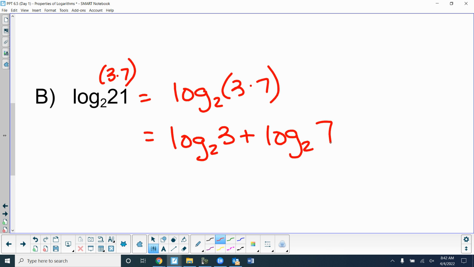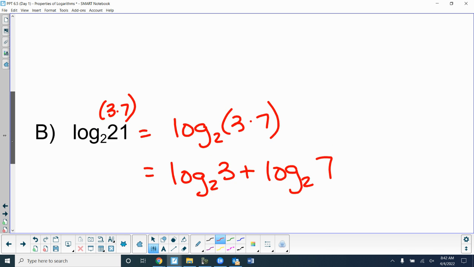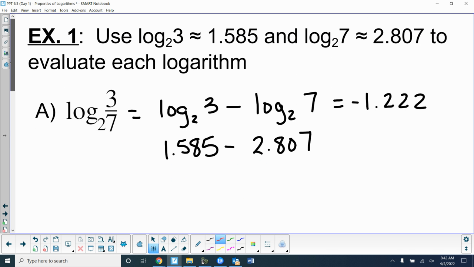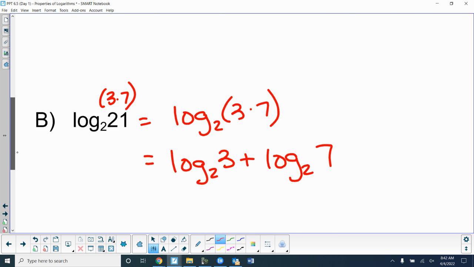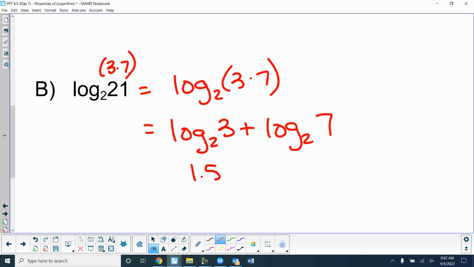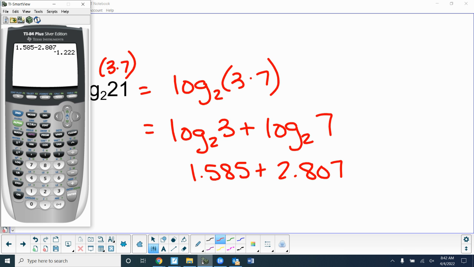And then I can use those numbers they gave us from the first one. Instead of subtracting, I can say 1.585 plus 2.807. Okay, so if I go back to my calculator, if I hit second enter, it gives me the same problem I just typed in. All I have to do is change that minus sign to what? Addition. So we get 4.392.